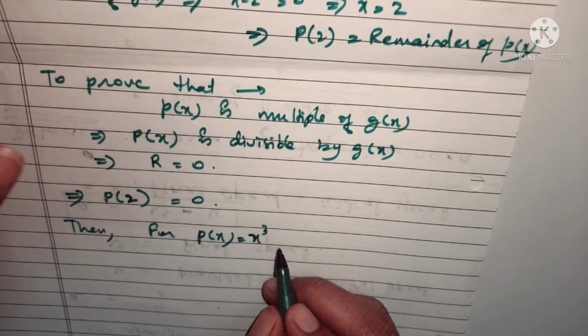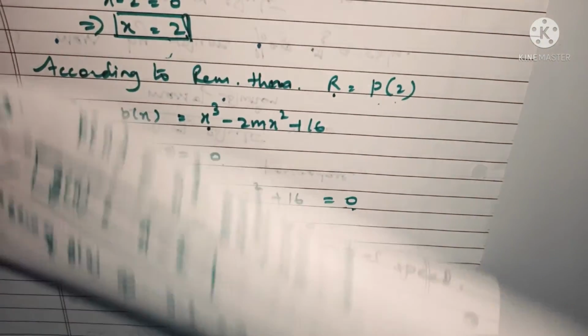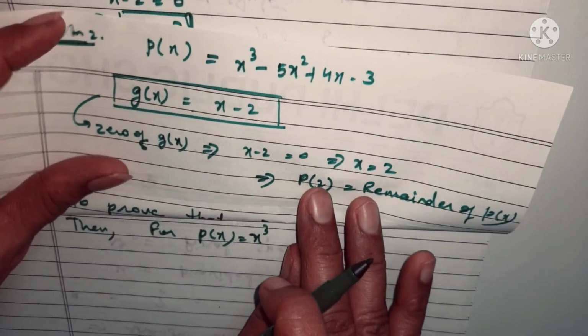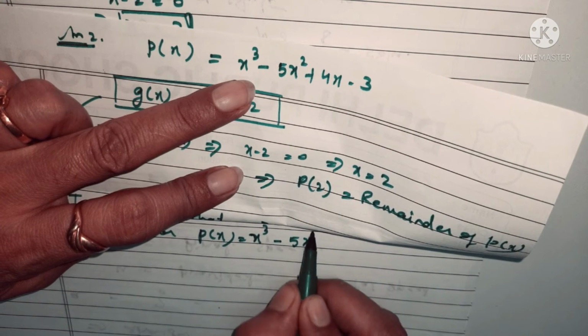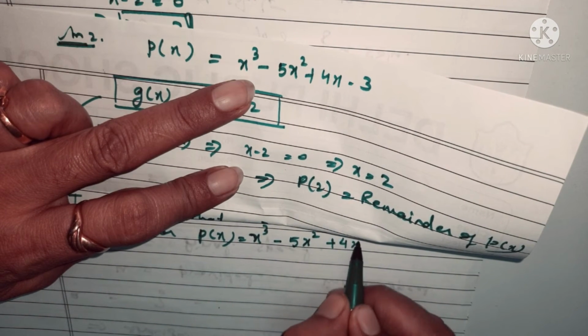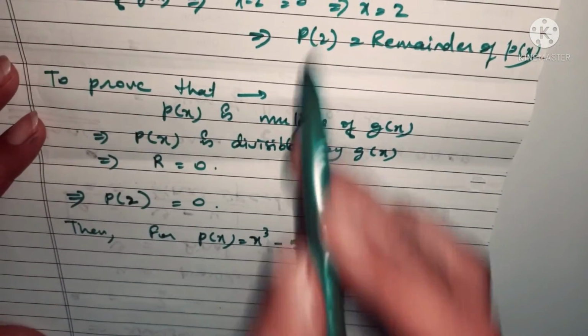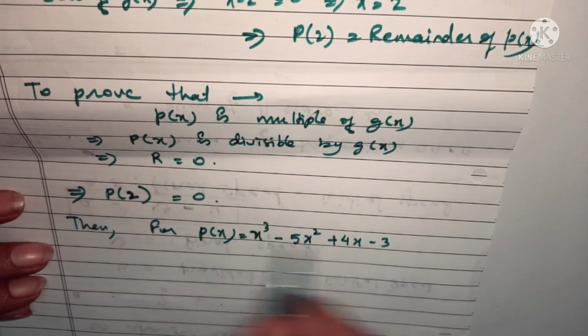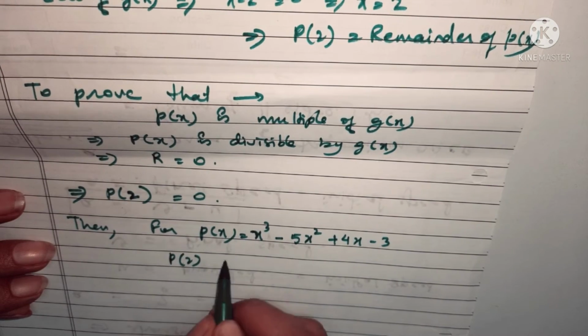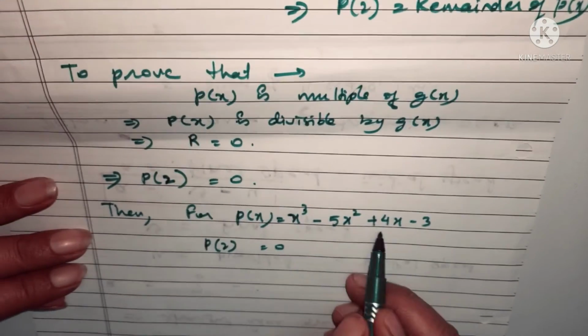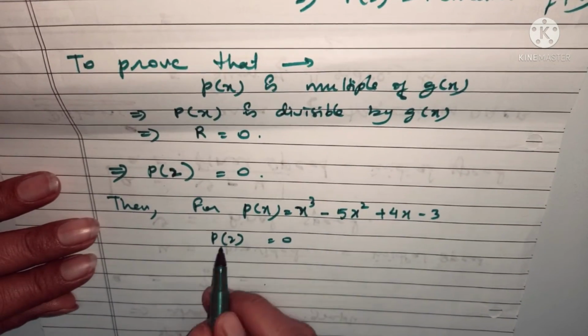Let me show you. I hope you can see. Okay, so it is x cube minus 5x square plus 4x minus 3. तो इस expression में for this polynomial, p(2) is 0. So we are going to put the value of x as 2.